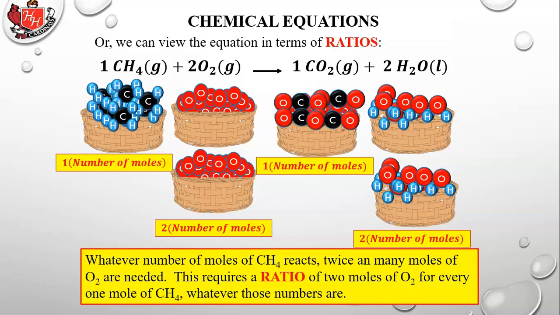So let's say we're starting with 50. So we have 50 moles of CH4. That means we need twice that many, 100 moles of O2, and what we're going to get out is 50 moles of CO2 and 100 moles of H2O. So just think of it as relationships of numbers. It doesn't have to be an exact number of moles. You can pick whatever number of moles of CH4 you want, but that's going to change all the other numbers too. Okay? So let me read that at the bottom one more time. Whatever number of moles of CH4 reacts, twice as many moles of O2 are needed. This requires a ratio of 2 moles of O2 for every 1 mole of CH4, whatever those numbers happen to be.